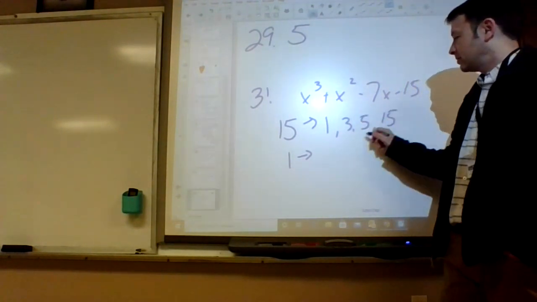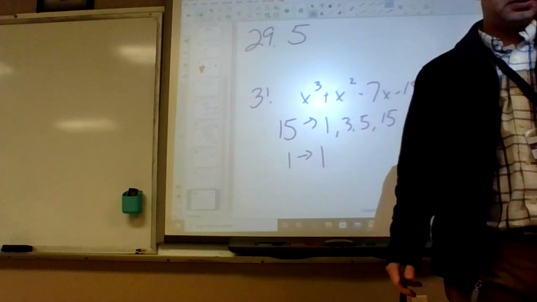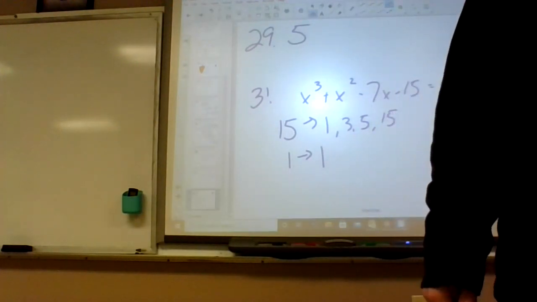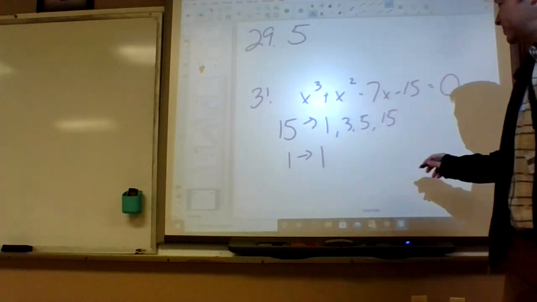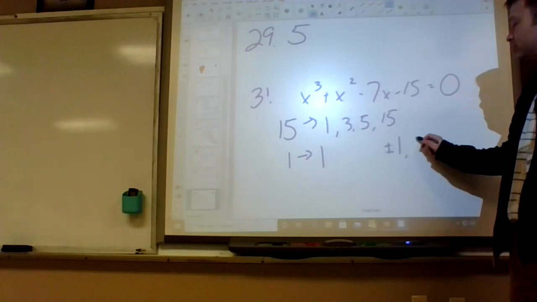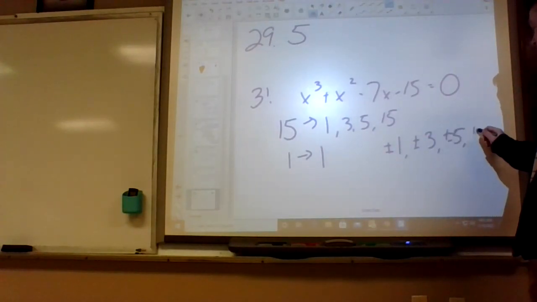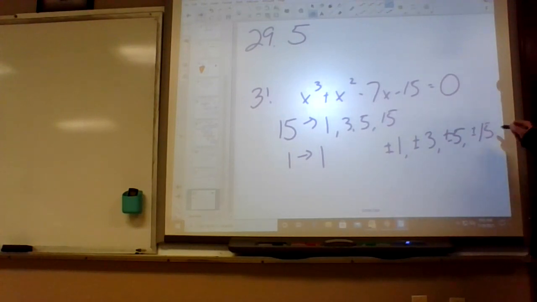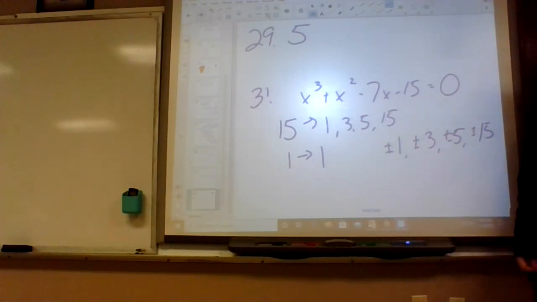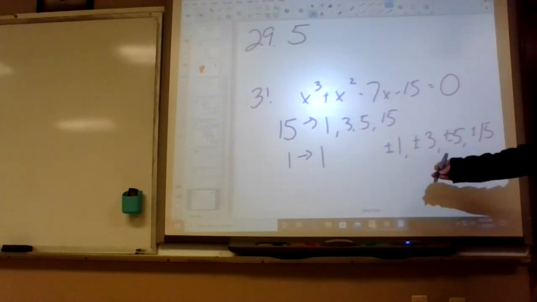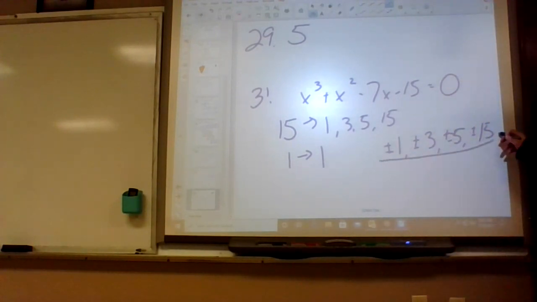So is this how we do number 28? Yeah, the answers are supposed to be like this: plus or minus 1, plus or minus 3, plus or minus. Don't forget your plus or minus, because then I have to take off like half credit. Easy way to lose half credit. So that's not the answer to 31. That's the answer to like 28.